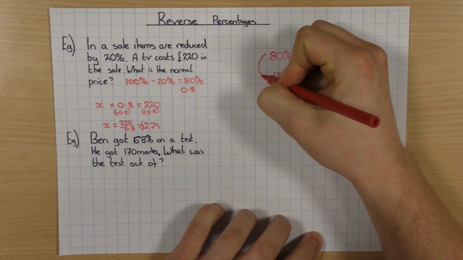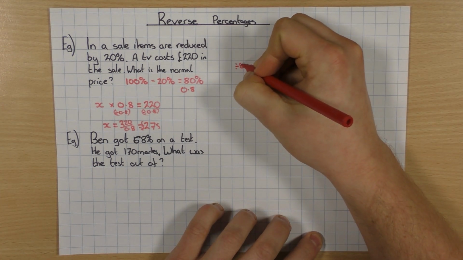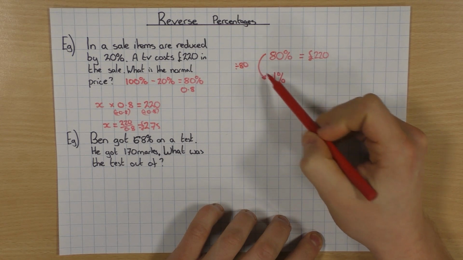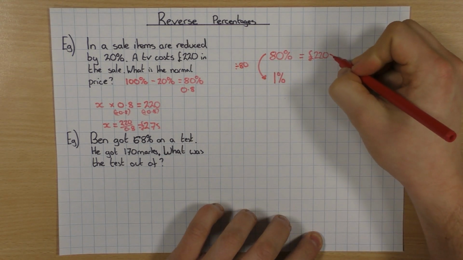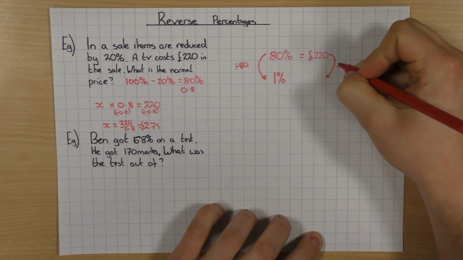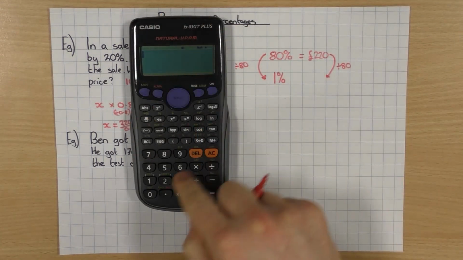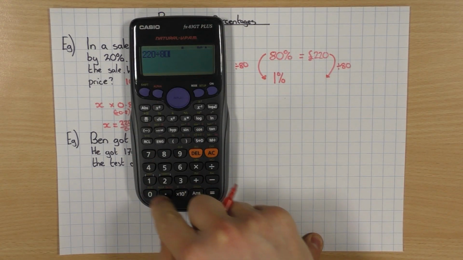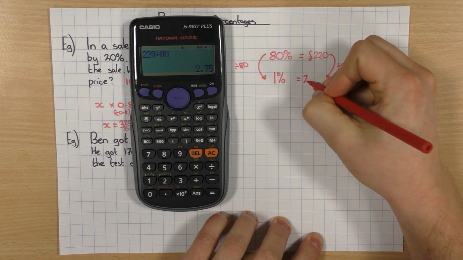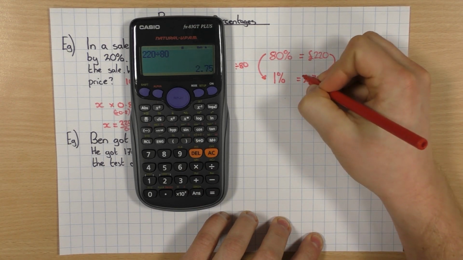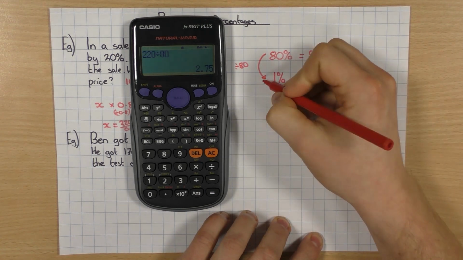So how do I go from 80 to 1%? Well, anything divided by itself gives you 1. So 80 divided by 80 will give me 1. I'm going to do the same thing over this side to keep it balanced, or to keep it equal. So 220 divided by 80, and I'm going to have 2.75. I should keep my pound sign there. So 1% is £2.75.